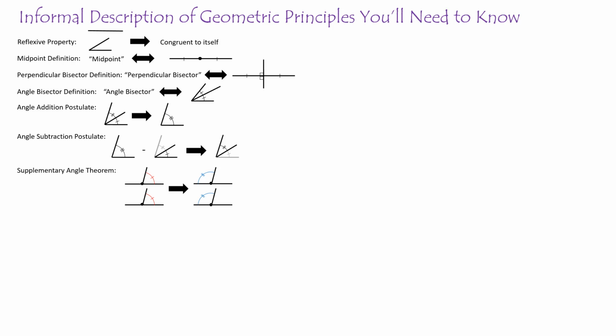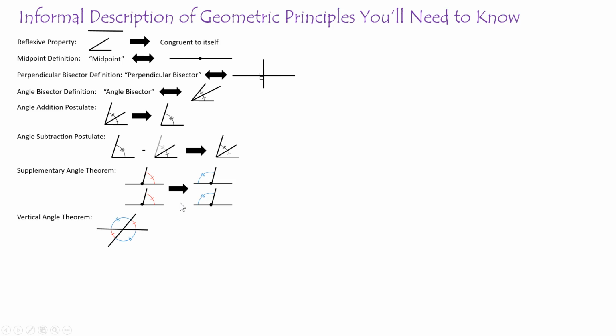So you can do that, and you'll often do those in proofs. Then we have the supplementary angle theorem, and supplementary angles add up to 180 degrees. And so if you know that two angles are congruent, like shown here in red, you know the supplements of those angles are also congruent.